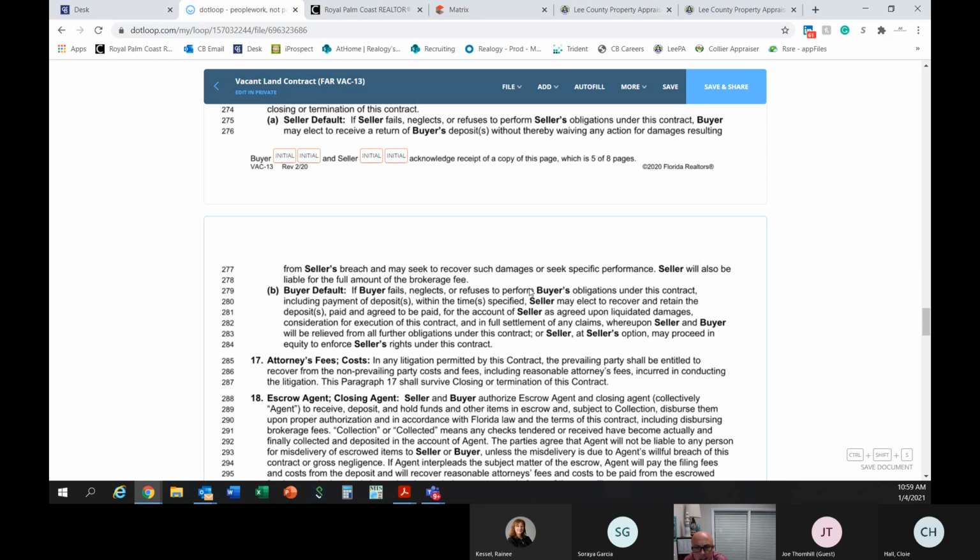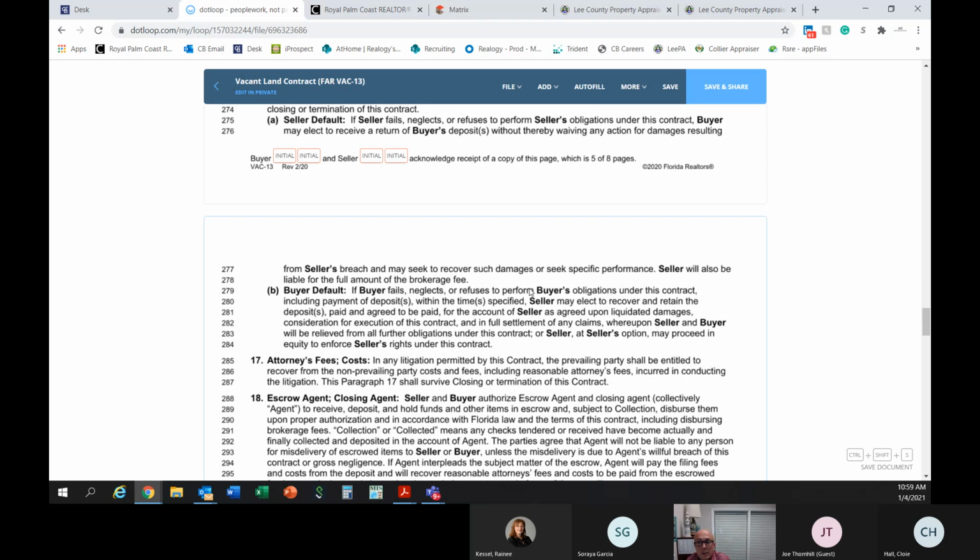Buyer default. If buyer fails, neglects, or refuses to perform buyer's obligations under this contract, including payment of deposits within the time specified. Okay, so if you don't deliver the deposit within the 3 days or whatever the contract says, then the buyer's in default.